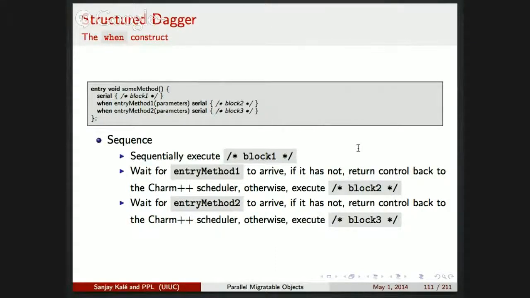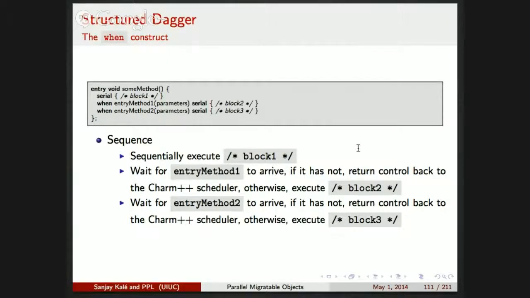They sent you a message. It's called entry method 1. It's not called some method, right? Yeah, something calls entry method 1 on this chare, and it executes entry method 1. It completes it. It executes the code right here. This is the implementation of entry method 1.